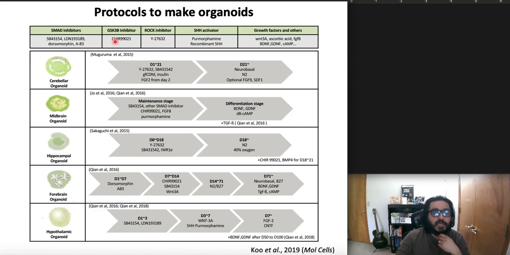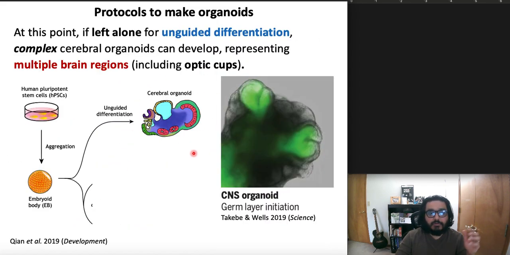Okay. And so this is just a quick reference sheet to show you what I mean by specific growth factors and timing for specific brain regions. So here we have different brain region organoids. We have a cerebellar organoid, midbrain organoid, hippocampal organoid, forebrain or cerebral cortical organoid, and hypothalamic organoid. Right. So we have all these different organoids that are all brain. They're all brain organoids, but they're specific regions of the brain versus just having a big mass where all of these might be showing up together in a big mix or slew like this.